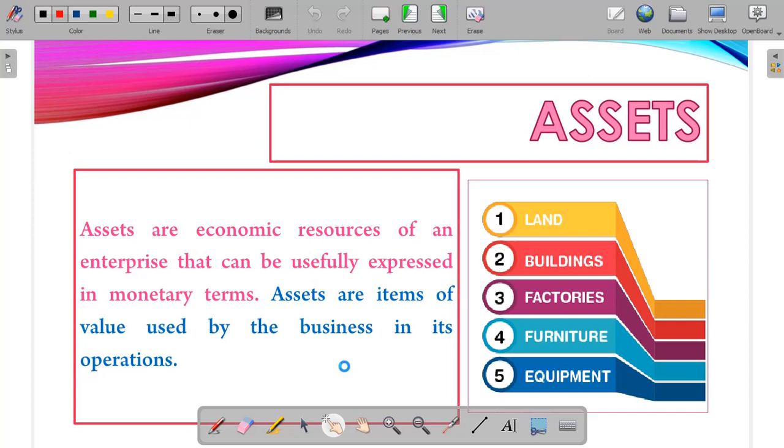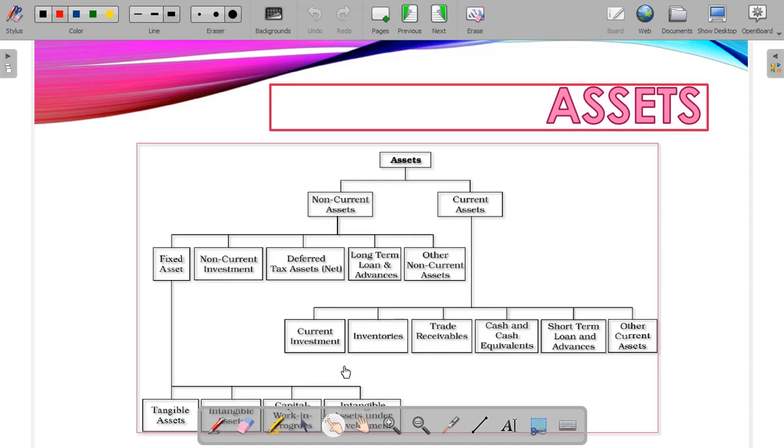Assets can be land, your building in which you are conducting your business, a factory where the production is going on, furniture owned by the business enterprise, stock, cash, or equipment, right? Basically, assets have also been classified into two categories: non-current assets and current assets. Non-current assets are those assets which are held for long-term purposes in the business, right? And that long-term duration is what? More than 1 year, we can say.